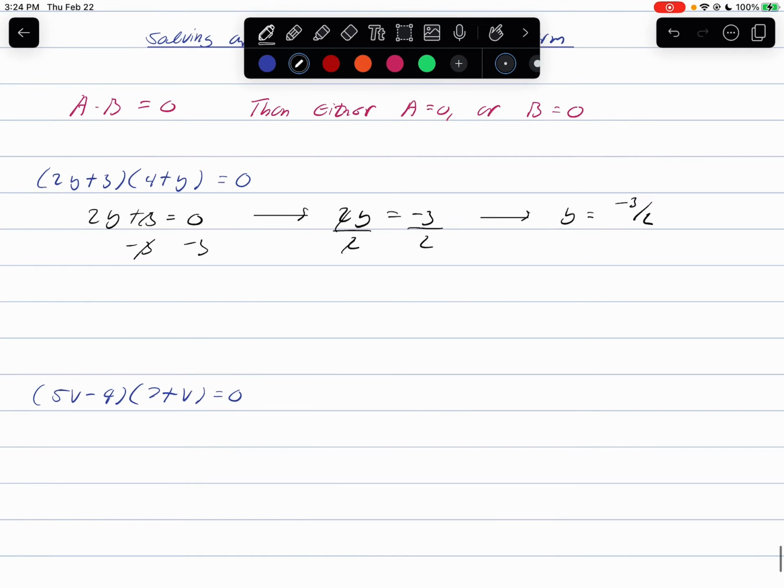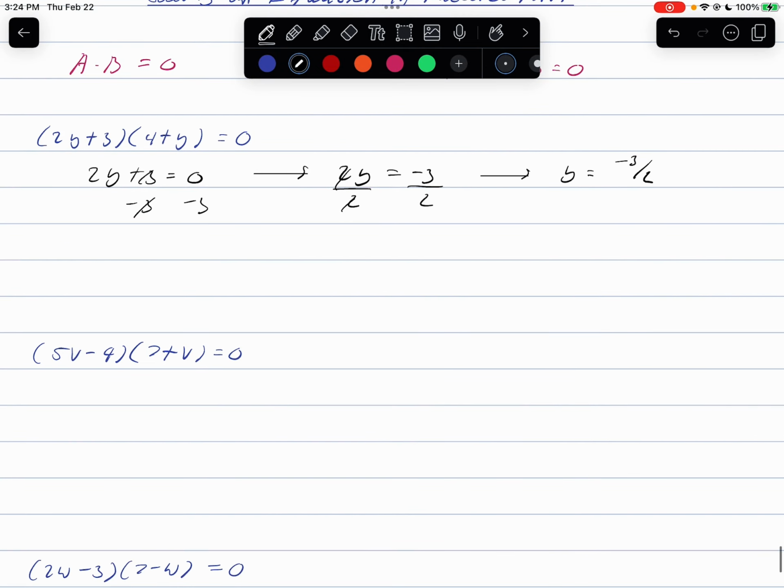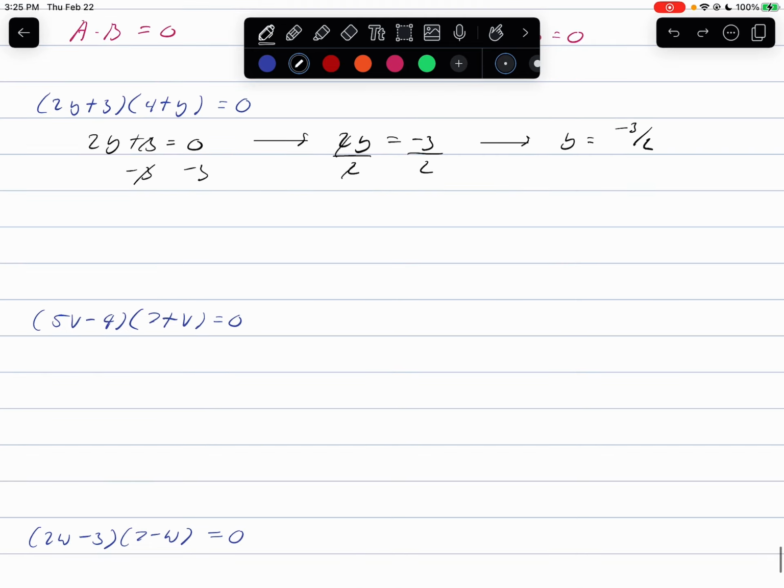Okay, so we know that if y is equal to negative 3/2, this term here is going to be equal to 0. And therefore, this whole expression is going to be equal to 0 because we'll have 0 times some other number. It doesn't really matter what happens when we plug y equals negative 3/2 in here because we know that this particular term is going to be equal to 0. And therefore, the whole thing is going to be equal to 0.